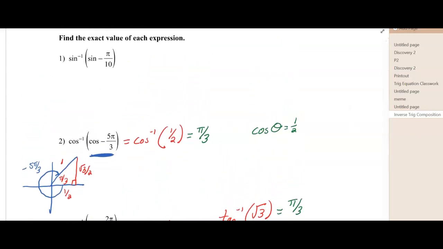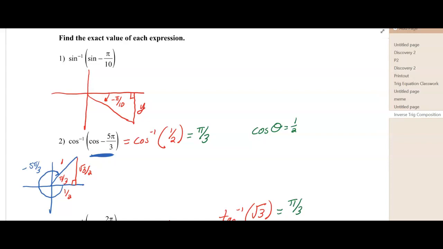All right, last problem. Sine inverse of sine of negative pi over 10. So negative pi over 10 is not one of the special angles that we know, but I'm still going to draw the picture here. So that angle, suppose, is negative pi over 10. I'm going to drop the altitude. Now remember, sine refers to the y value, so I'm just going to label that y, and we do know that the y value is negative.